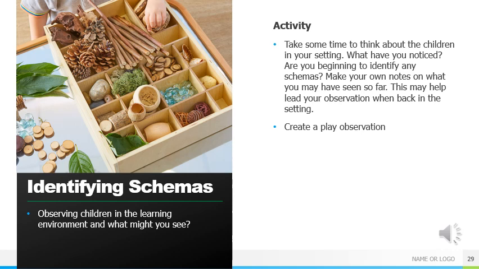Identifying schemas, observing children in the learning environment, and what might you see? So take some time to think about the children in your setting. What have you noticed? Are you beginning to identify any schemas? If you make notes before you start observing, you may consider having some sort of schematic play, or just go into your setting and start observing some play and see what you find. Make notes, videos, photographs, post-its. You decide as your setting how you will organise your observations, and we can't wait to hear a little bit about how you get on.